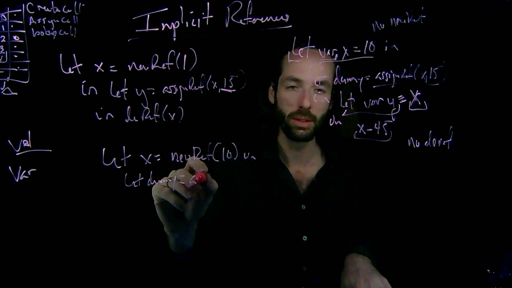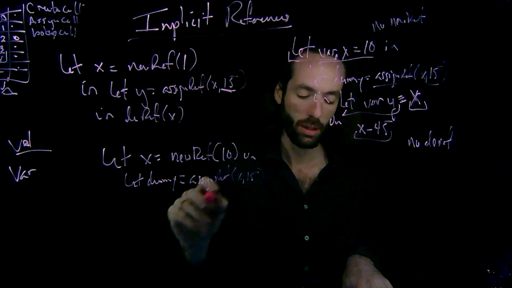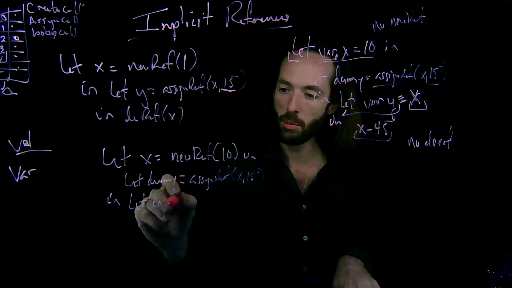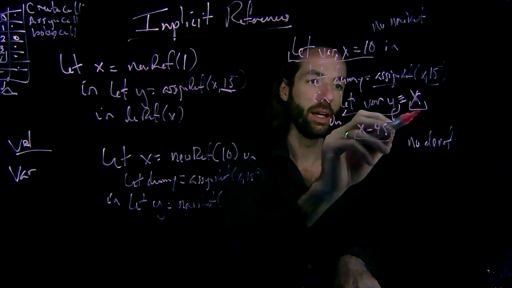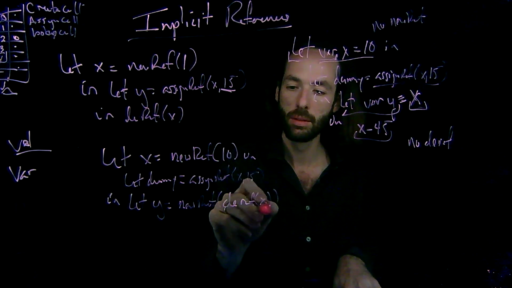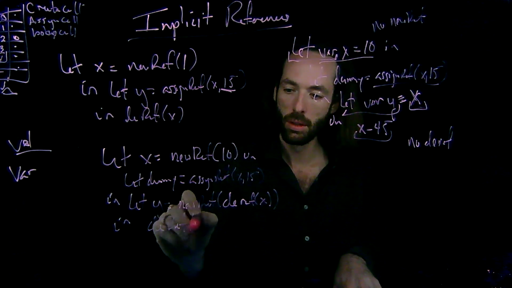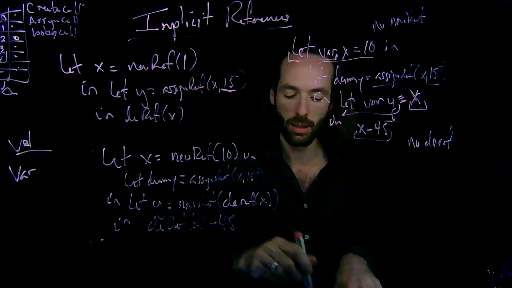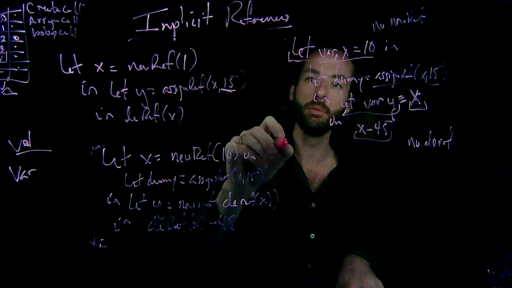So let dummy equal assign ref of x and 15 in. And then this one is, let y be new ref. And then what does it take on the inside? This x here, which is going to be dref of x, in dref of x minus 45. So this is the explicit reference form. This is the implicit reference form.